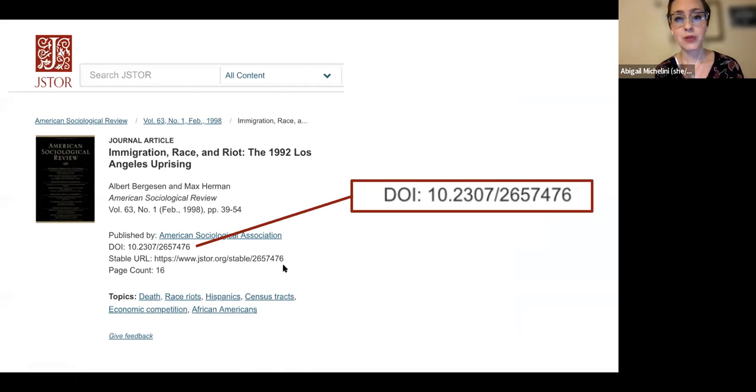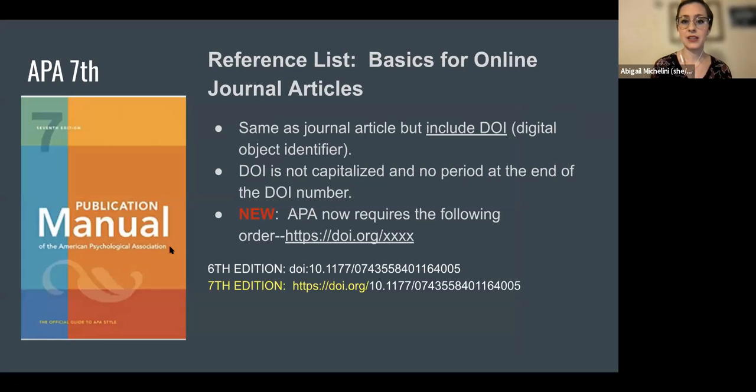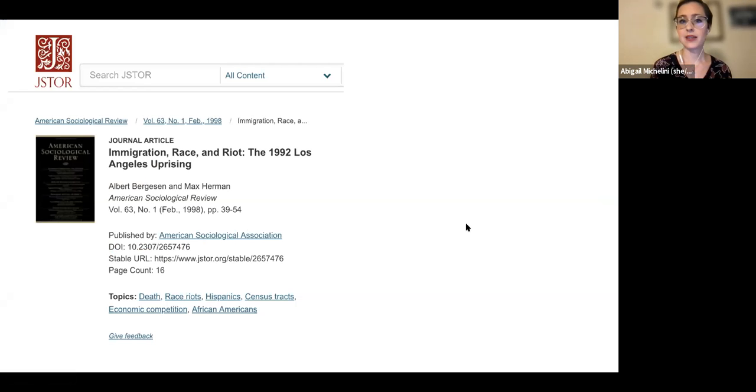It also has a stable URL, but you don't want to put that unless there is no DOI. Sometimes people make the mistake of putting that instead. You want to put that HTTPS at the beginning, then //doi.org/ and then the numbers that you see. You can copy that, there are plenty of examples in APA, so you don't have to know it by heart.